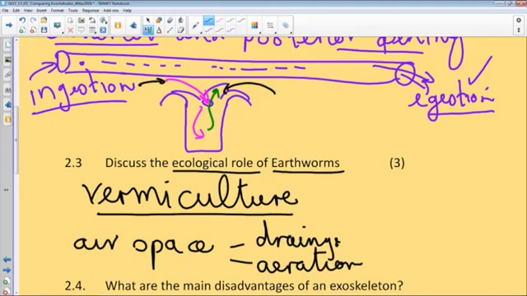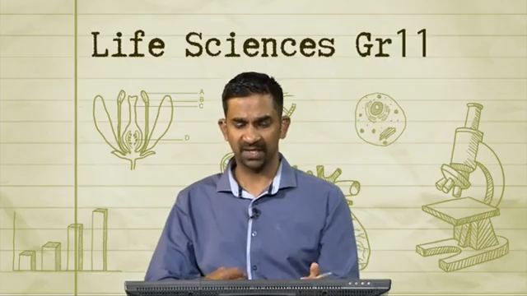So drainage of water: it creates these drainage holes because they tend to burrow into the soil, and it allows for aeration of soil. That simply means that it creates air spaces through which seeds can germinate so that the nutrients can get in, so that water can be absorbed into the soil.